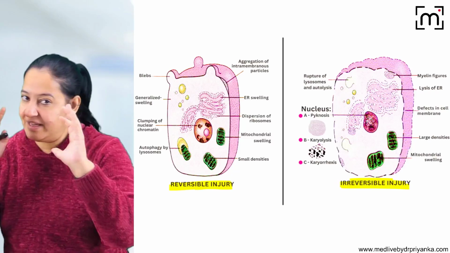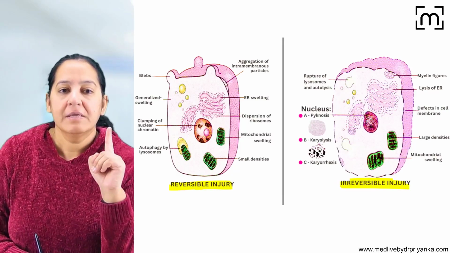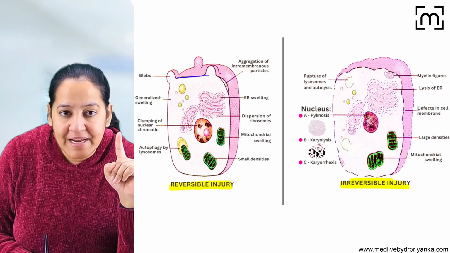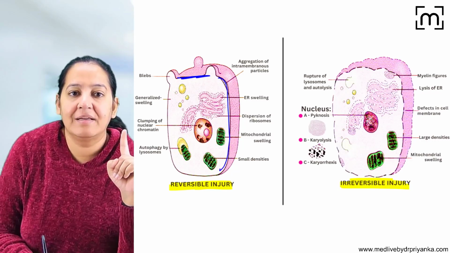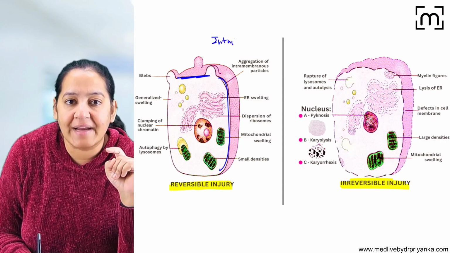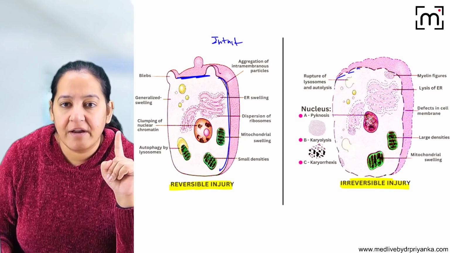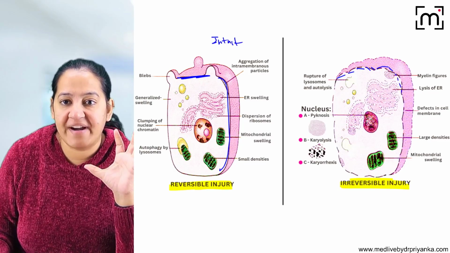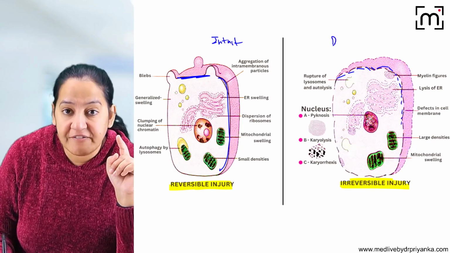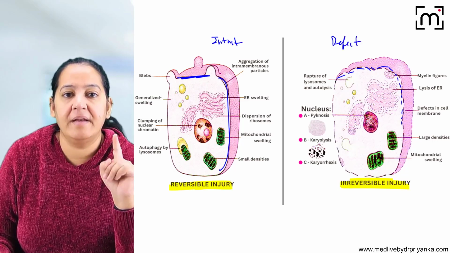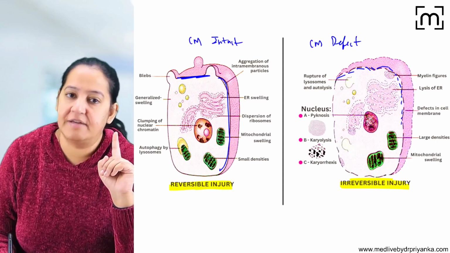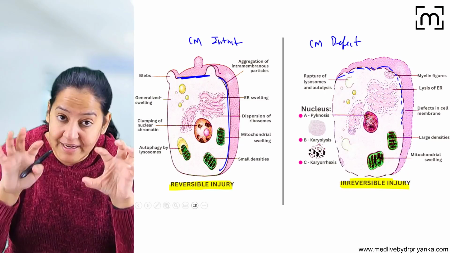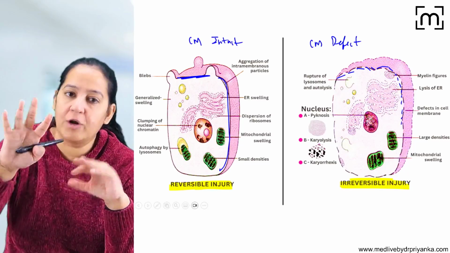Compare the cell membrane here with there. In reversible cell injury, the cell membrane is intact. Can you see? Everywhere it's intact. Here the cell membrane is intact, and here the cell membrane is defective. In irreversible cell injury, there are defects, there are gaps in the cell membrane. Here the cell membrane is intact, here it contains the defect. This first difference is visible in the diagram. Rather than learning, look at the diagram.